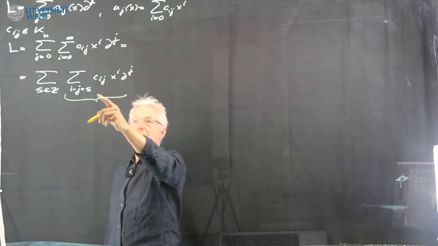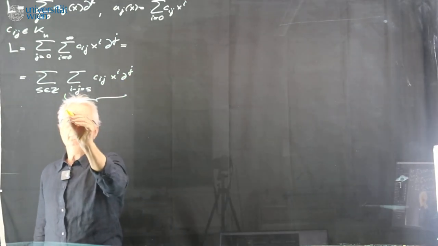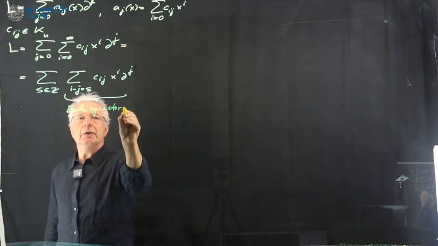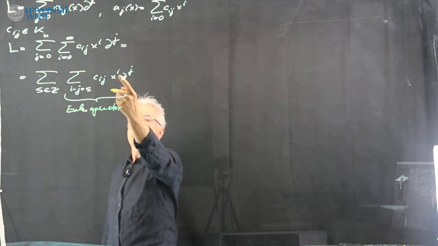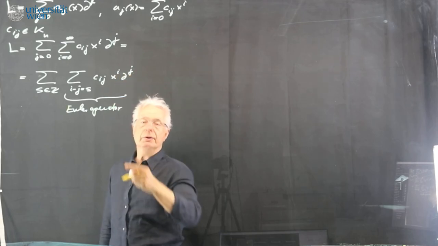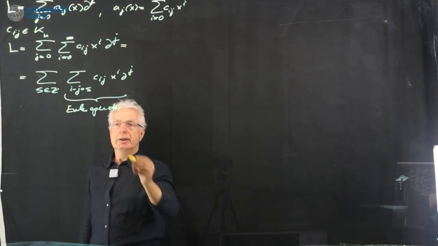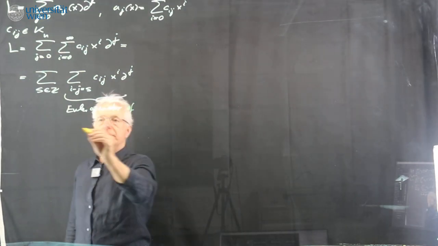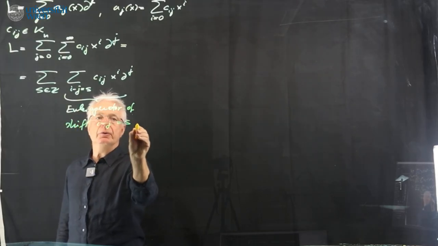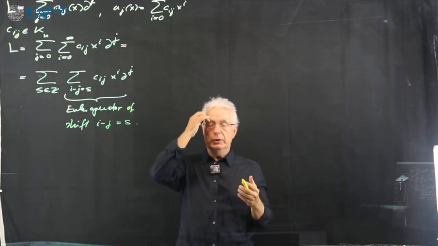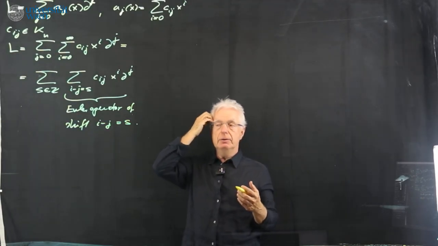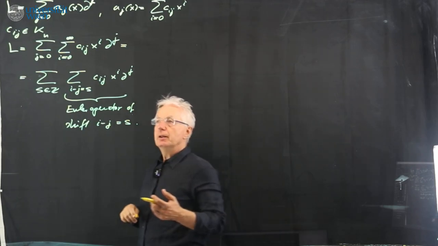Here all the differences are the same. This is called an Euler operator. Euler operator means that the monomials in x and the monomials in del always have constant difference in the exponents, an Euler operator of shift i minus j equals s. This corresponds to a filtration of the ring of differential operators, also called the V filtration, but we don't need it.